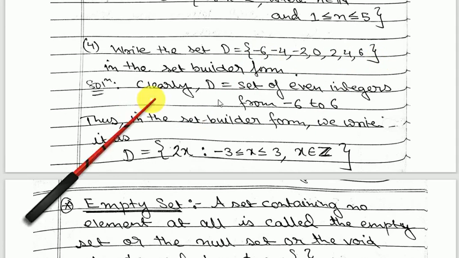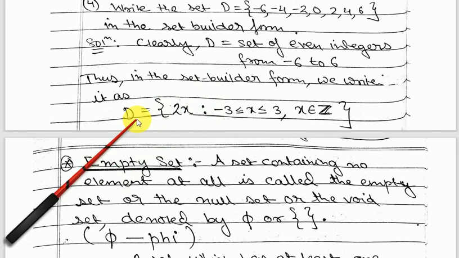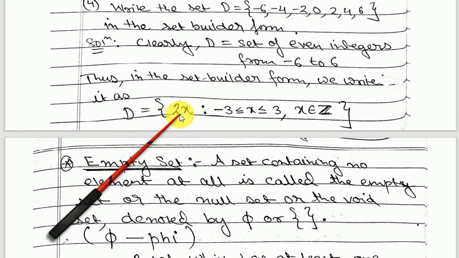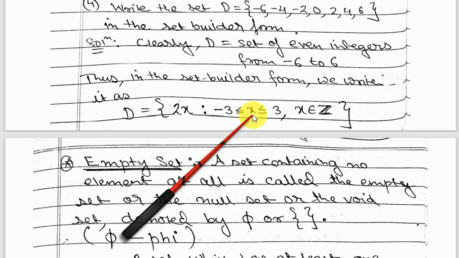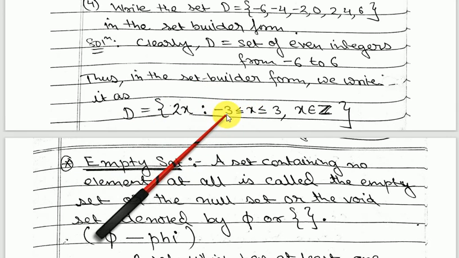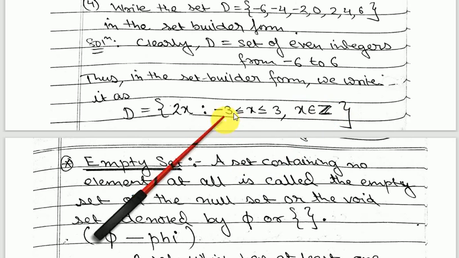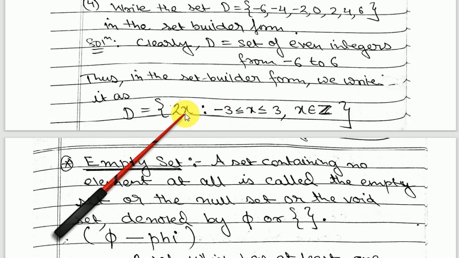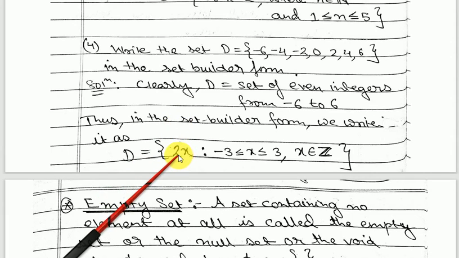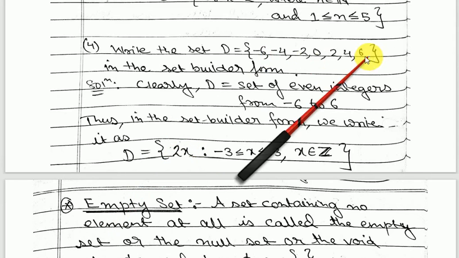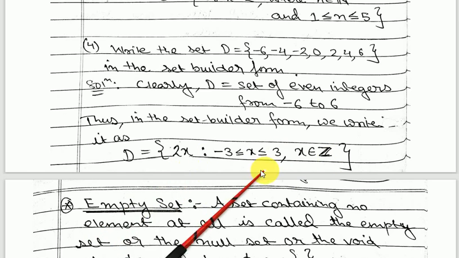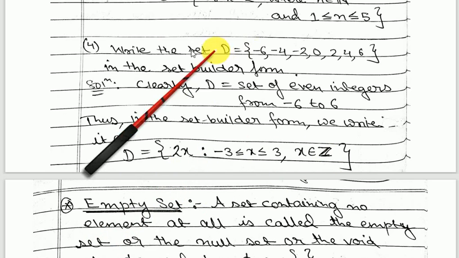So here we can write this in this manner: 2x such that x has to lie between -3 and 3, and x is an integer. Obviously, in place of x, if you put -3, you will get -6, put -2, you'll get -4, put -1, you'll get -2, put 0, you'll get 0, put 1, you'll get 2, and so on. So you'll get all the elements of this set by this rule. Yes, so this is the set builder form of the given set D.